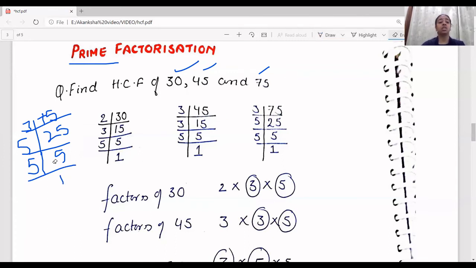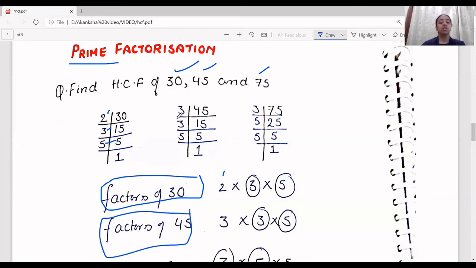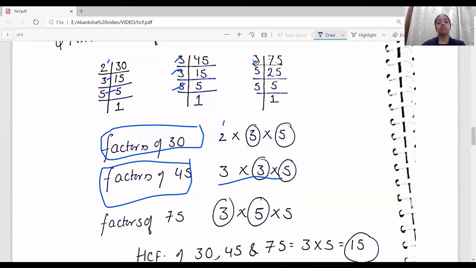I hope you understood all the prime factorization methods. Now, how do you find out the HCF using prime factorization? Now, prime factors of 30 are, as we saw here, 2, 3, 5. Now, factors of 45 are 3 cross 3 cross 5. Similarly, factors of 75 are 3, 5, and 5. So 3 into 5 into 5. That is the factorization of 75.